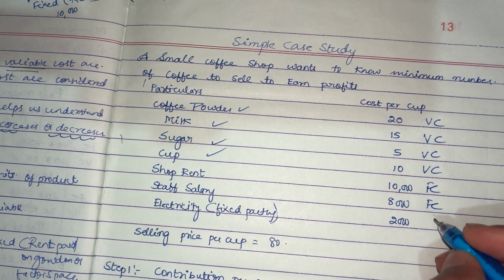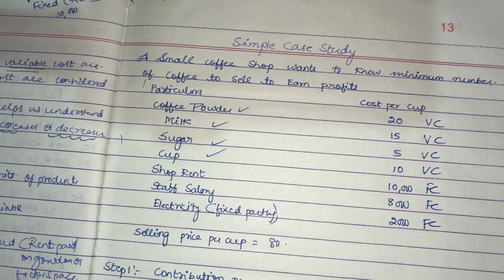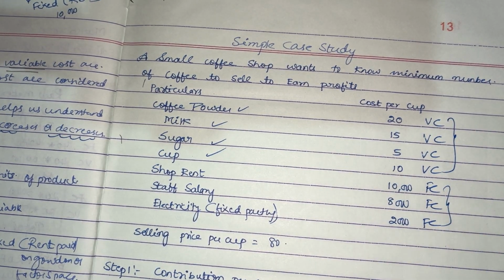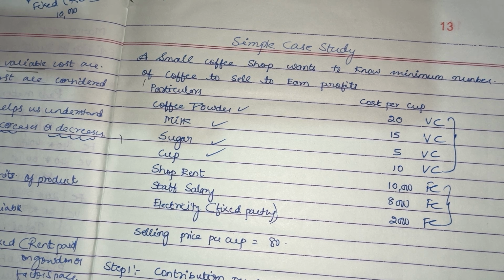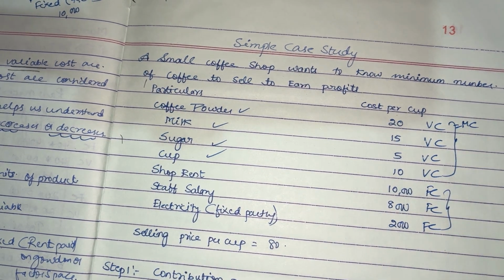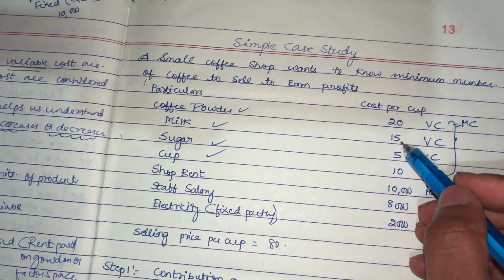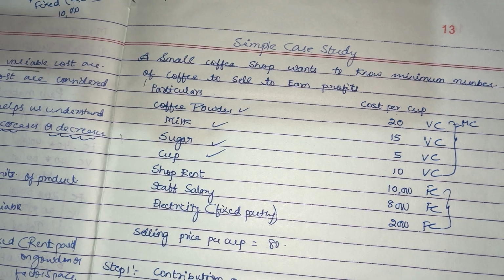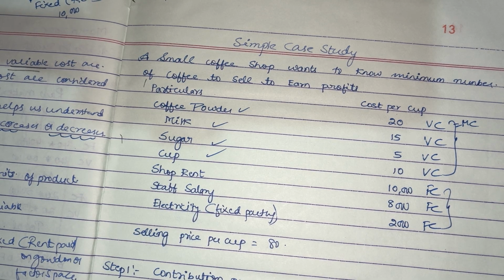Then electricity is partly fixed. I will never say it is completely fixed, because a minimum number of units is taken into consideration, which is fixed. So I am considering these 3 as fixed costs and these 4 as variable costs. As we already know, variable cost is equal to marginal cost. So 20 plus 15 plus 5 plus 10, it comes to around 50 rupees as your marginal cost, right? Let me try and calculate.